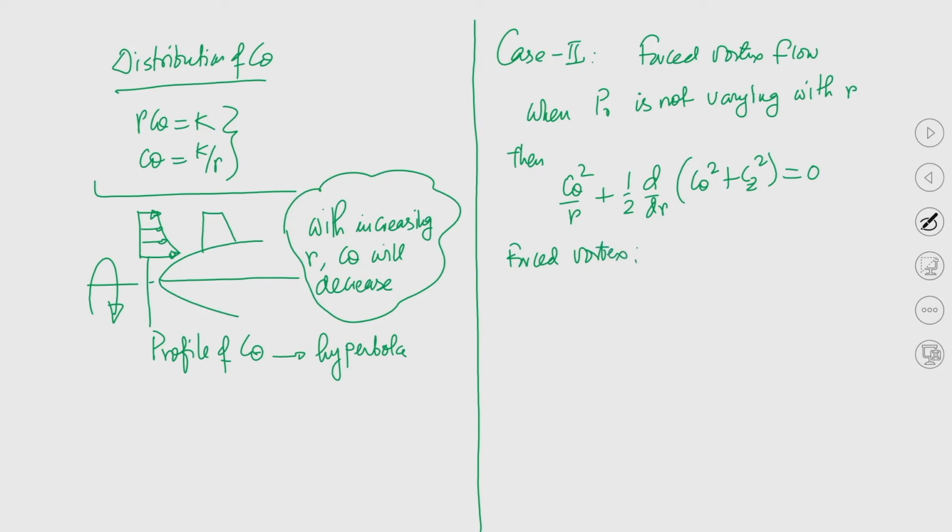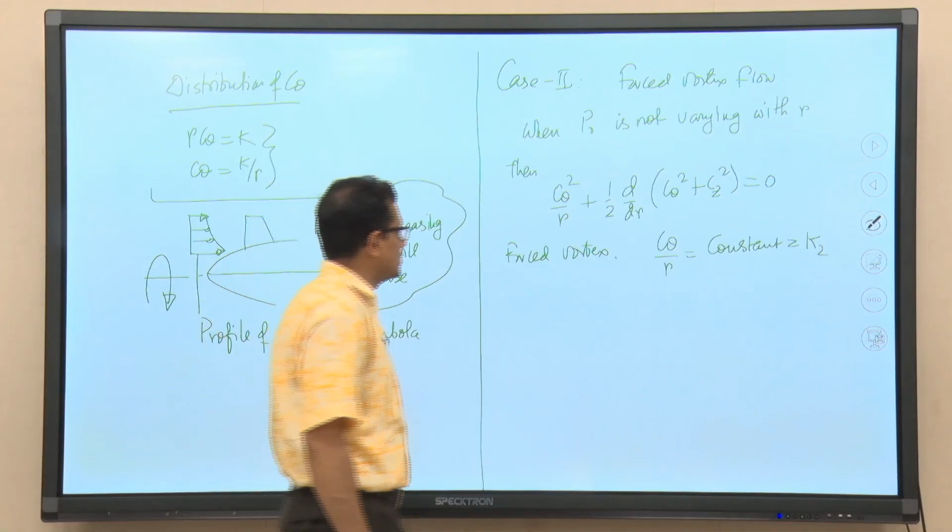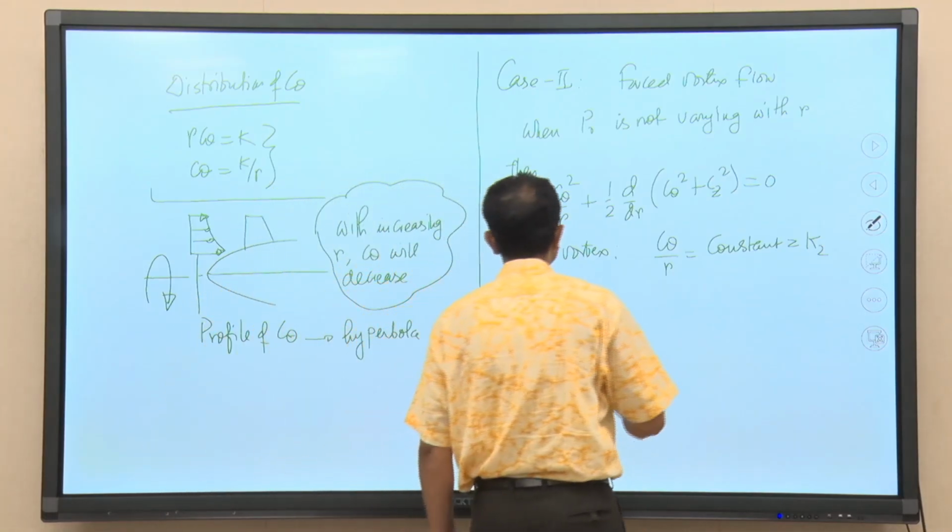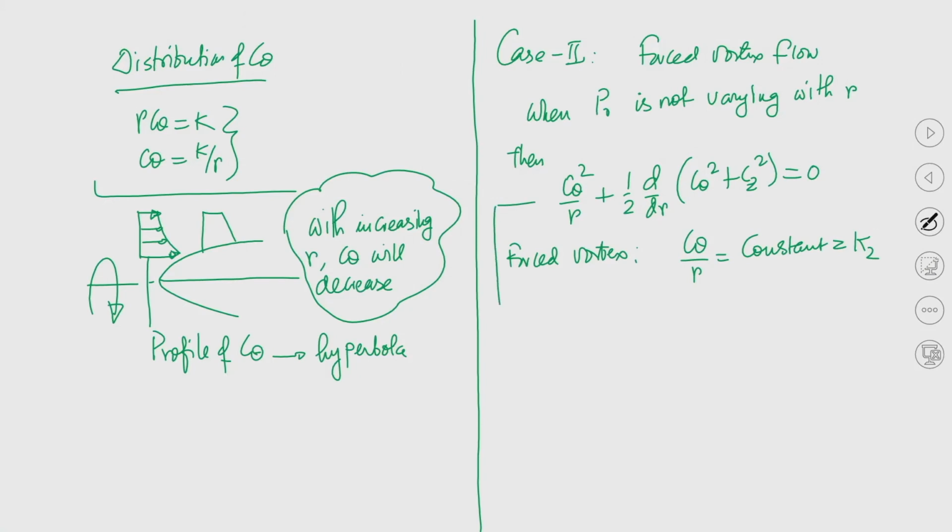So, that means what is the case? Force vortex flow, that means C theta upon r equal to constant, say this is equal to k 2. I have used k 1 already, so I am writing k 2: C theta by r equal to constant. If we try to cast this equation in a different form, then what can we write?